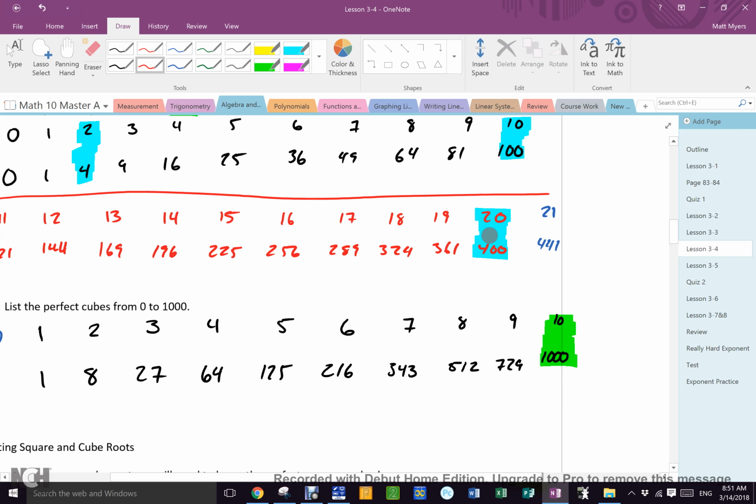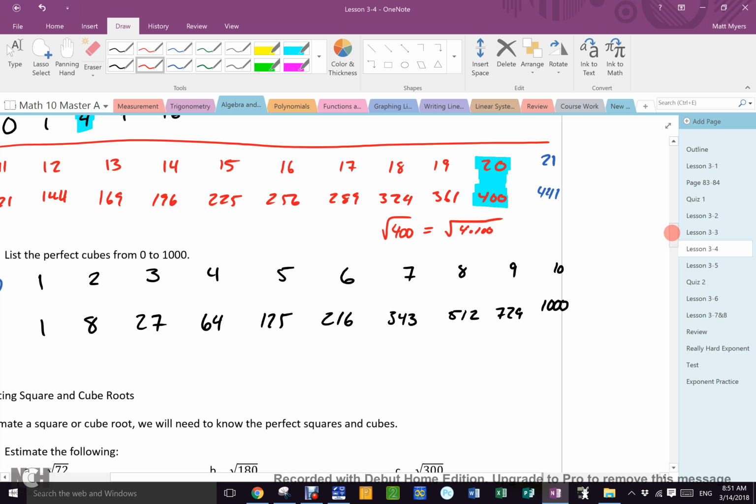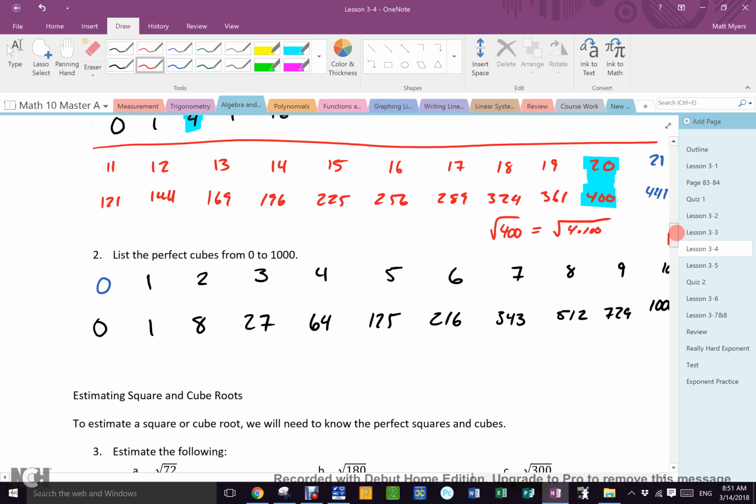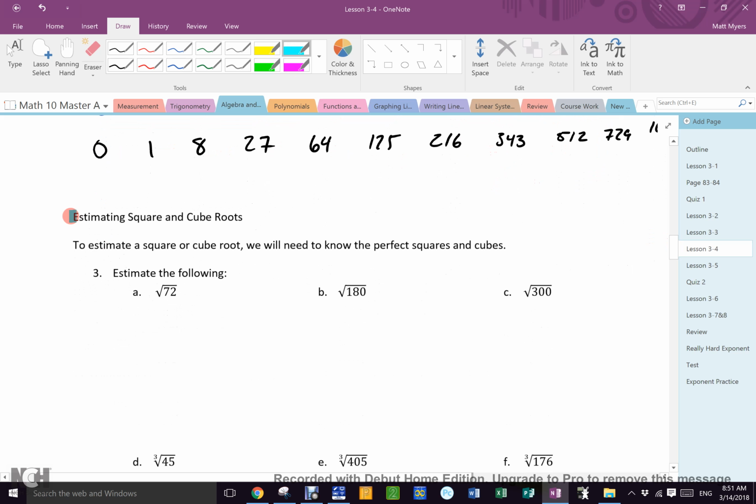In here, the square root of 400 is the same as the square root of 4 times 100. Right? Everyone cool with that? Yeah? All right. So, actually I didn't want to highlight that guy yet. We're going to deal with him later. Everybody cool? All right, now, notice the next page, the next thing says this.